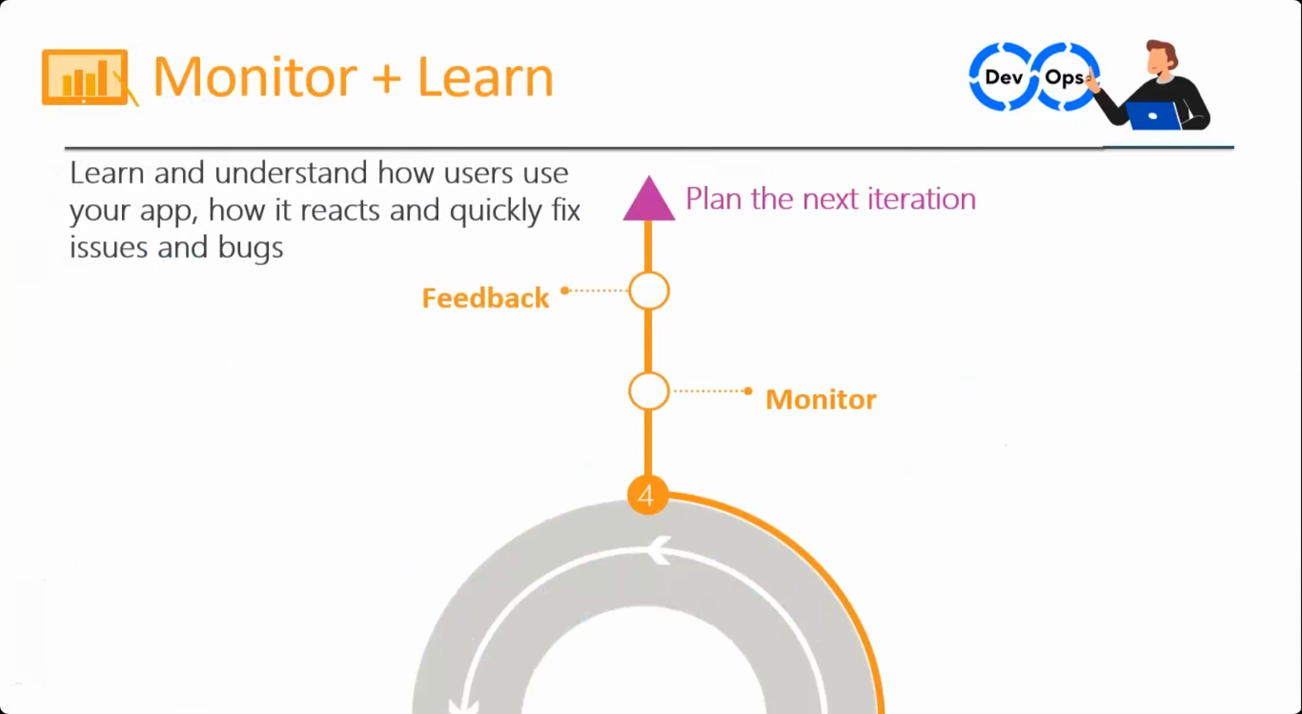And this phase closes the loop in the DevOps cycle, ensuring that each iteration builds on lessons learned from the previous one, leading to continuous improvement for higher quality software. Learn and understand how users use the application and fix issues as well as bugs.